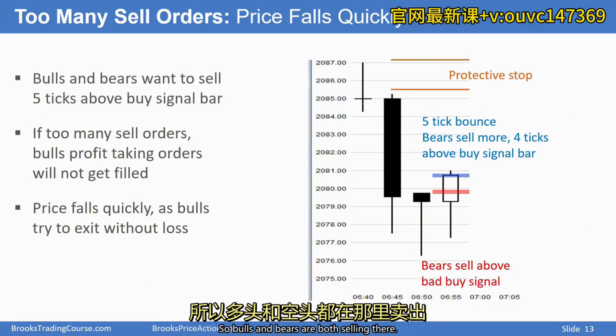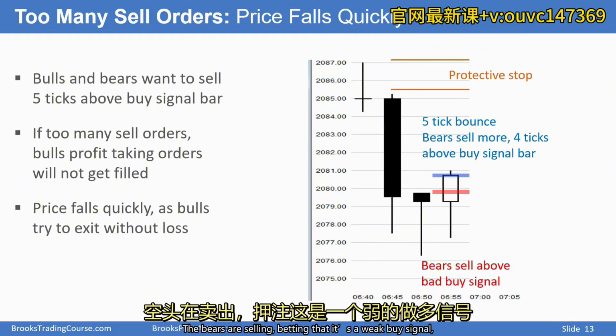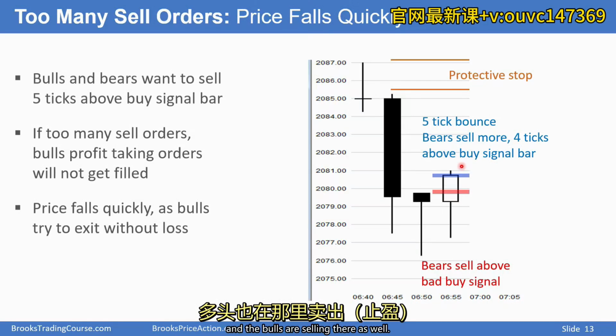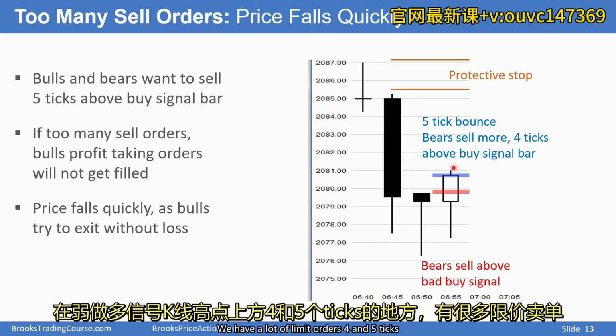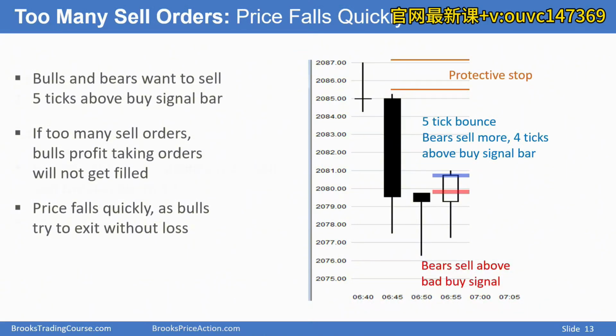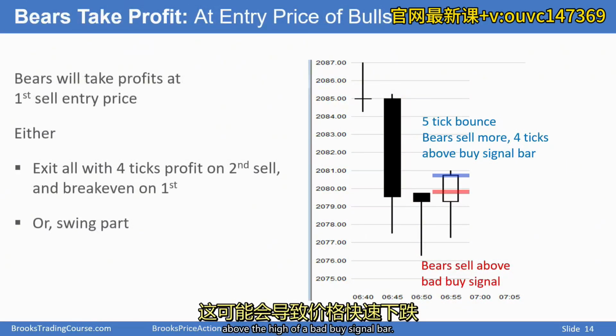So bulls and bears are both selling there. The bears are selling, betting that it's a weak buy signal, and the bulls are selling there as well. We have a lot of limit orders 4 and 5 ticks above the high of a bad buy signal bar. And that can result in the price falling pretty quickly.